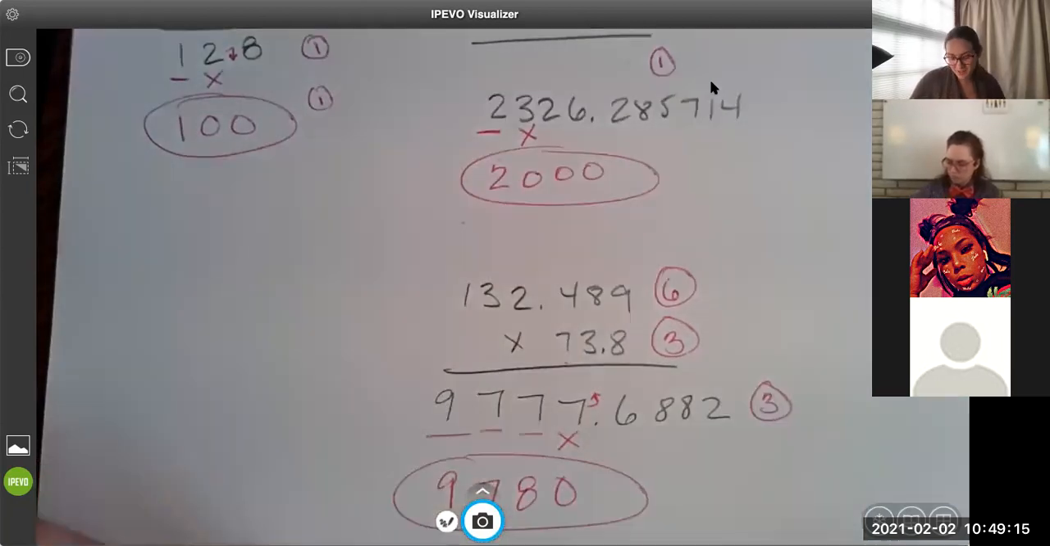Your answer has 3 significant figures. You rounded using the biggest place value you're not going to keep. 7 rounded up. 77 is closer to 80 than it is to 70.